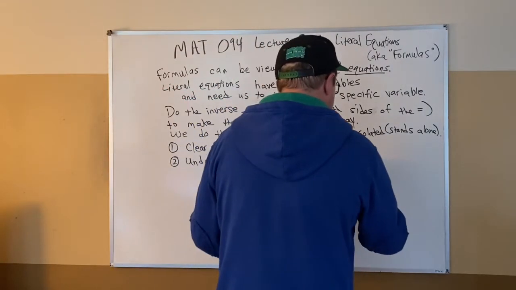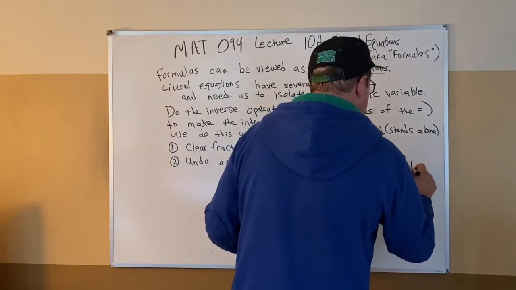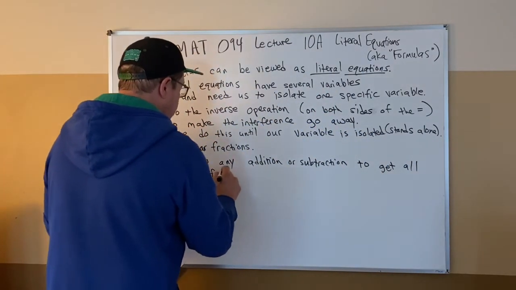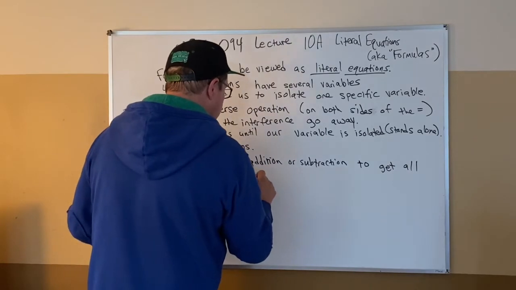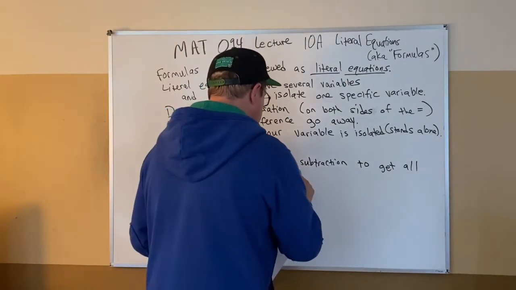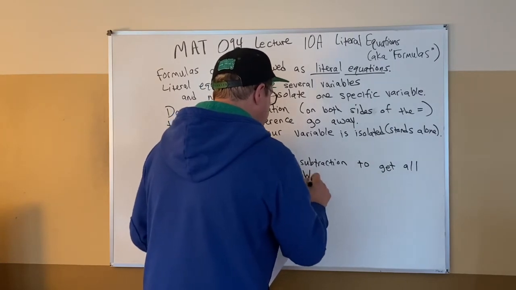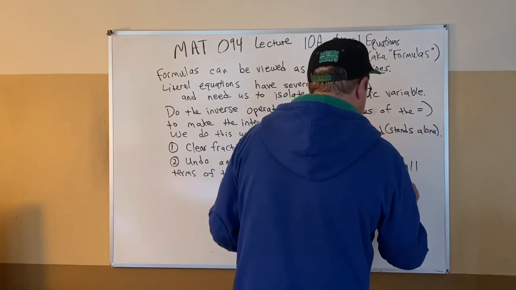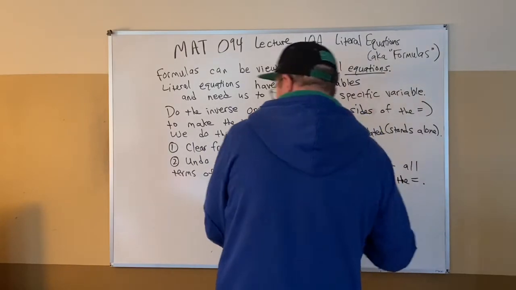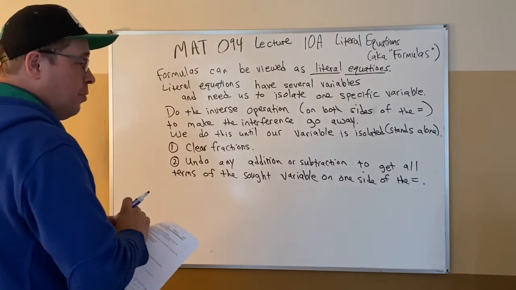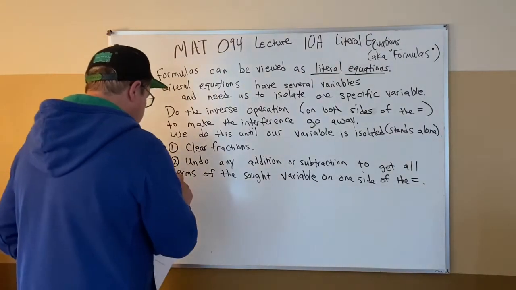To get all terms of the sought variable, the variable you're looking for, the variable they have to tell you which one to go get, on one side of the equals.